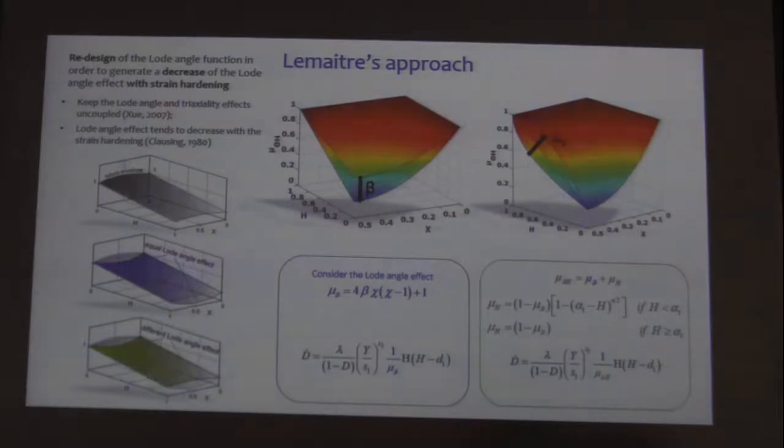Unfortunately, according to some experiments done by Clausing in the 1980s, there is an effect of the strain hardening on the load angle effect. So basically, the load angle effect tends to decrease when the strain hardening is big. So in this case, we added another modification in order to take into account the mitigation of the effect of the strain hardening on the load angle effect. Basically, this function tends to decrease the effect of the load angle in the course of the analysis due to the strain hardening of the material.